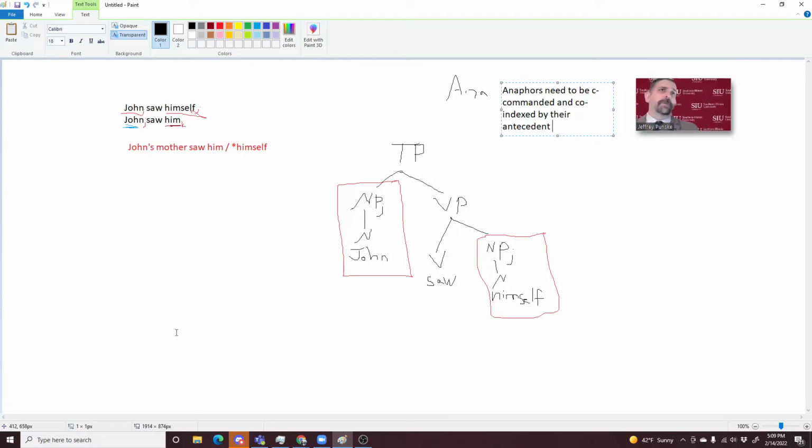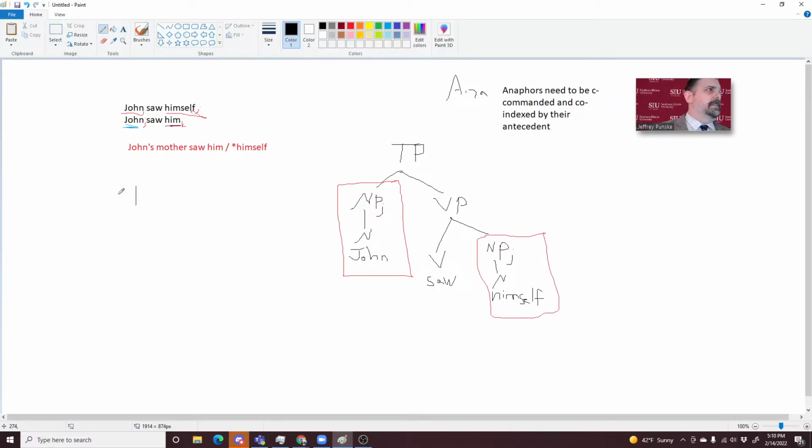Well, we can test this. Let's look at our sentence here. Another option we could entertain is that anaphors must be preceded by their antecedents and co-indexed. Perhaps that would be sufficient. But we would run into the problem of sentences like John's mother saw himself. So again, when in doubt, draw a tree.